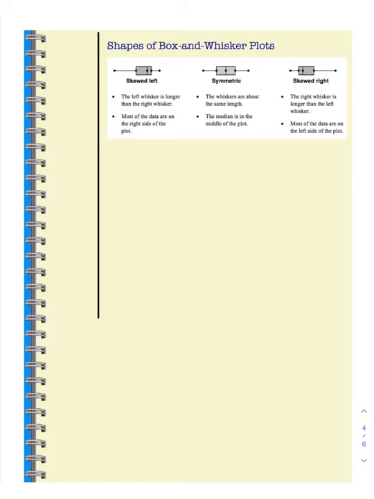Skewed left means that the left whisker is longer than the right whisker, which means most of the data is on the right side of the plot. A box and whisker plot is symmetric when the whiskers are about the same in length, which means the median is the middle of the plot. And data is skewed right when the right whisker is longer, which means most of the data is on the left.